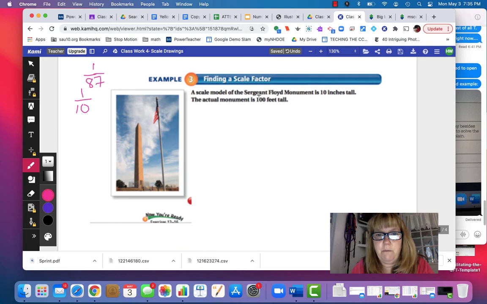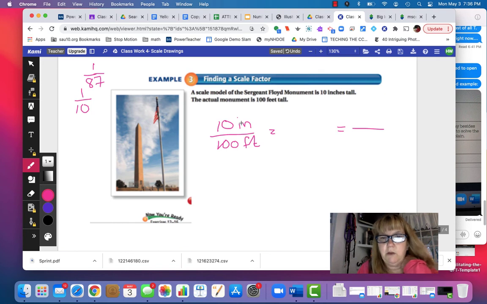Okay, so we want to find a scale factor. We know that the scale model of the Sergeant Floyd monument is 10 inches. Remember, the drawing, or the model, always goes in the numerator. And you're comparing that to 100 feet. We want something in the end which doesn't have any units. We can't really get rid of the units here because you're comparing inches to feet. So if we have 10 inches, in order to figure out how many inches 100 feet are, you would multiply it by 12. That would convert the feet to inches.